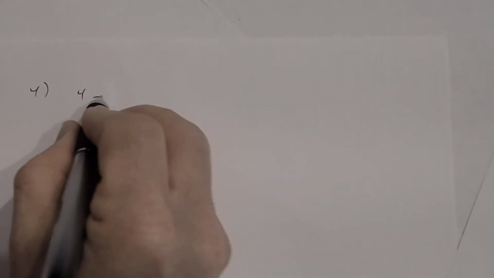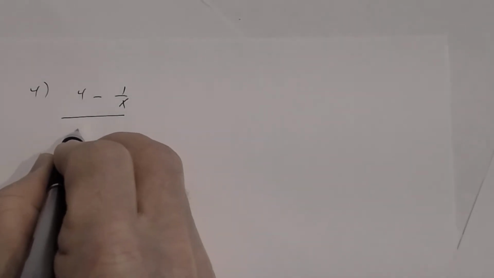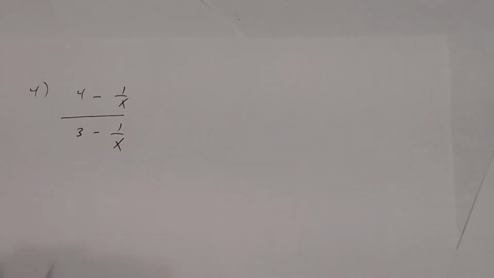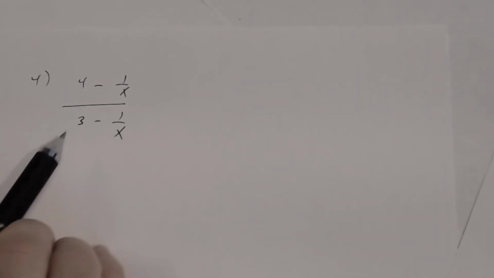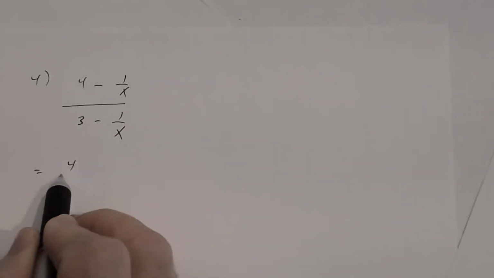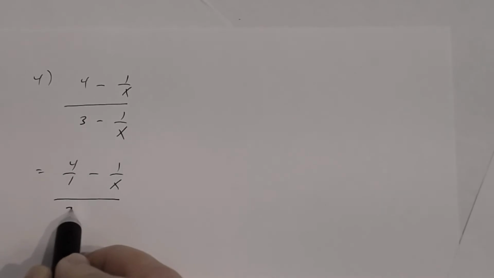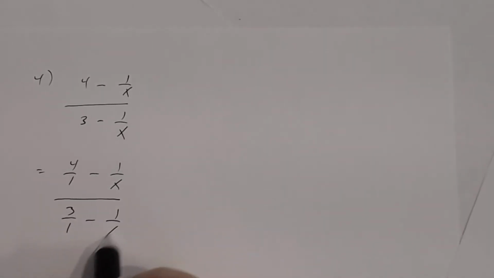Let's look at number 4. So number 4, let's say we had this for number 4. We have 4 minus 1 divided by x divided by 3 minus 1 divided by x. Okay? So let's go ahead and rewrite this as fractions right here. 4 divided by 1. So I get 4 divided by 1 minus 1 divided by x, and that's being divided by 3 divided by 1 minus 1 divided by x.